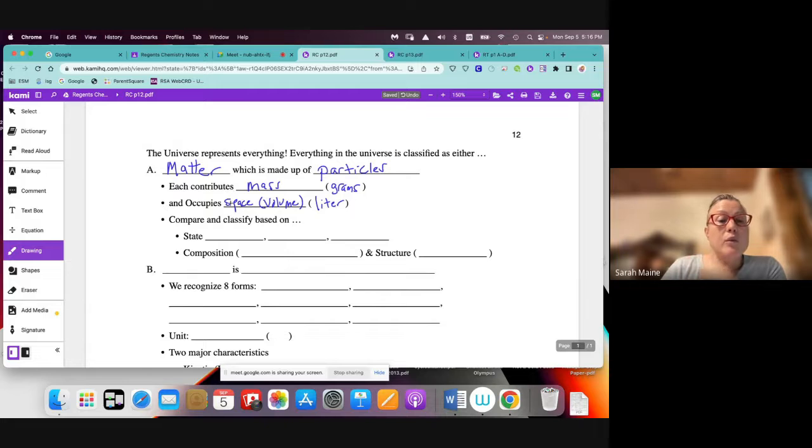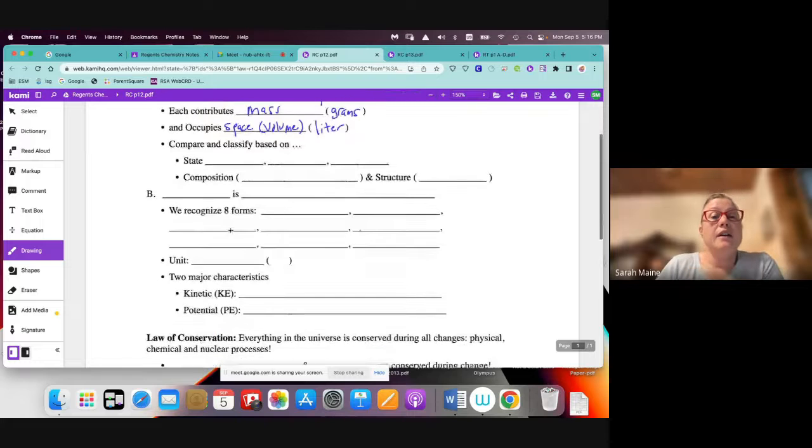Now, matter, we will subclassify to compare and contrast it. We can compare and contrast matter based on its state, or what we might refer to as its phase. So I'm going to write the word phase here. Another word for the state of matter is phase of matter. And our three forms of matter in everyday life is if the sample is a solid, a liquid, or in the gas state.